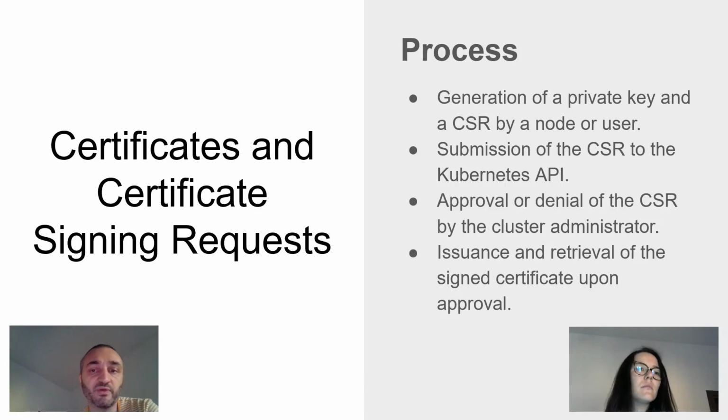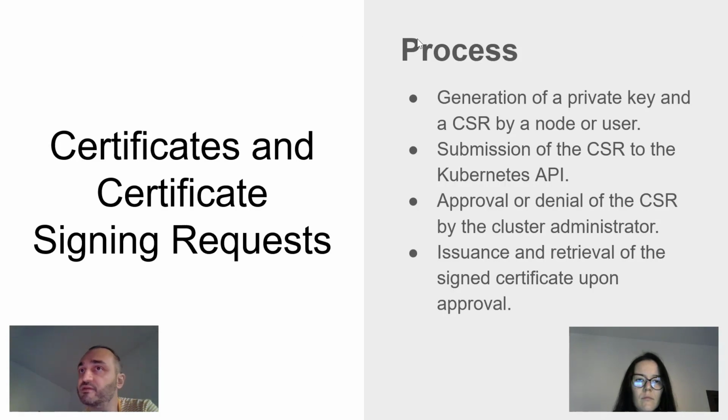What's the process of certificates and certificate signing requests? Well, a user or service creates a private key and a CSR, which contains the public key and the identity information. The CSR is then submitted to the Kubernetes API. An administrator or an automated system reviews and approves that CSR. Once approved, the Kubernetes CA signs the certificate. The user or service then receives the signed certificate from the Kubernetes API.